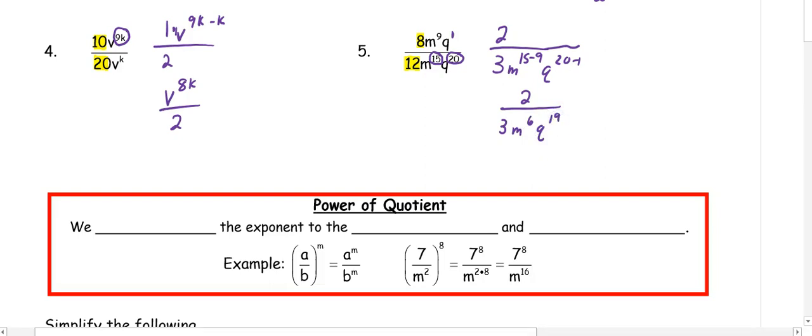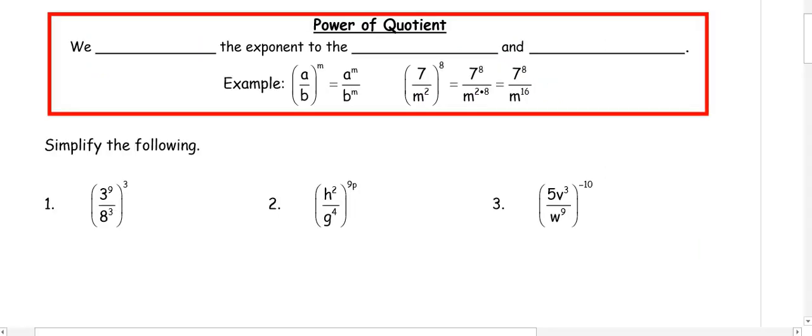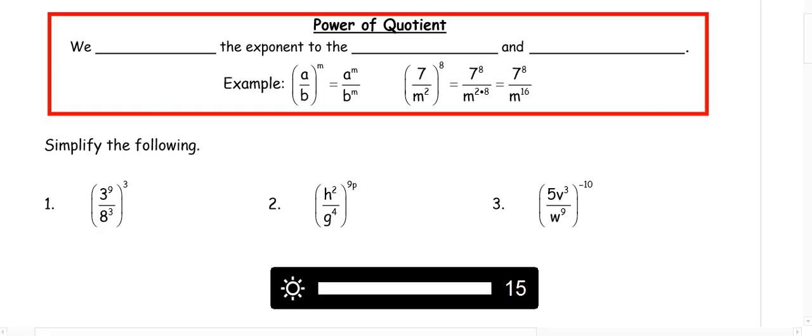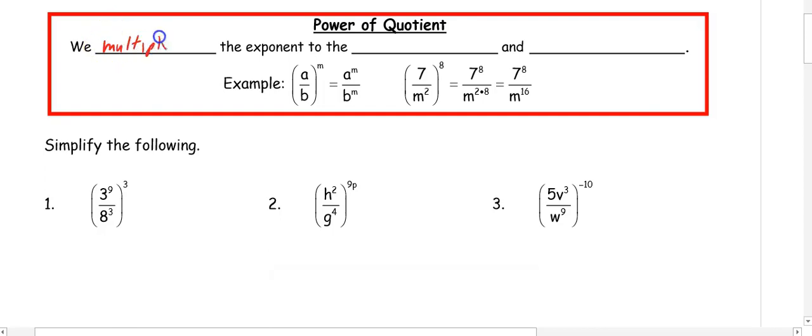The other property that we're going to look at then is the power of a quotient. So when we have an exponent that's on the outside of the parentheses, we are going to multiply those exponents to both the numerator and the denominator. So if we look at the example on the right over here, the exponent was 8, so 7 had a 1, so 1 times 8 is 8. 2 times 8 gets us 16, so we have 7 to the 8th over m to the 16th.